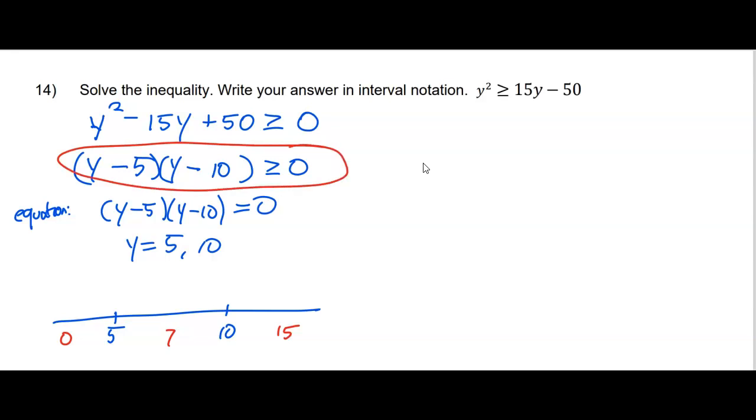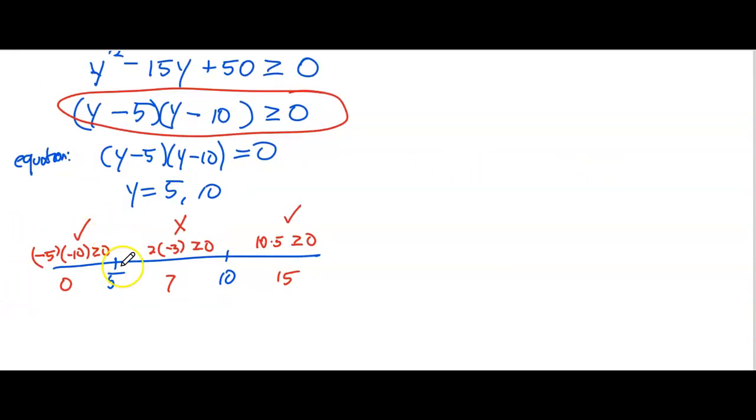So 0 minus 5, we have negative 5. 0 minus 10 times negative 10. Is that greater than or equal to 0? Yes, it is. 50 is greater than or equal to 0. 7 minus 5 is 2. 7 minus 10 is negative 3. Is that greater than or equal to 0? No, it's not. Negative 6 is less than 0. 15 minus 5 is 10. 15 minus 10 is 5. Is 50 greater than or equal to 0? Yes, it is. So we get the left interval and the right interval.